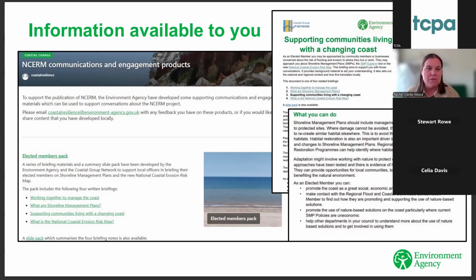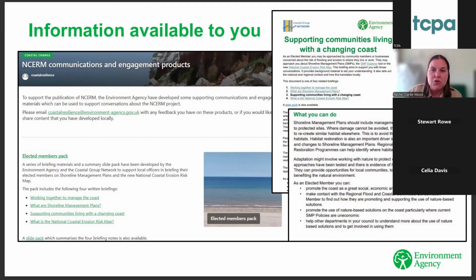Also, we've got the main resource that you can see on screen here, the Coastal Handbook. On the Coastal Handbook, we have 4 products which we've called an elected members pack. As you can see on screen, the 4 titles of them. These are specific to the question: one specifically regarding SMPs, one regarding NCERM, one on how we work together to manage the coast, and the longest one is supporting communities living within a changing coast. I think that one's about 10 pages long.